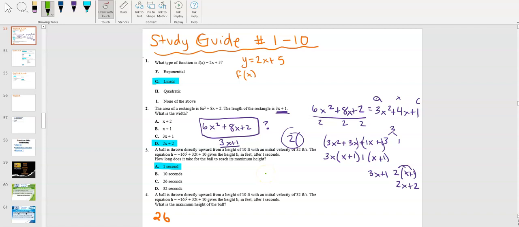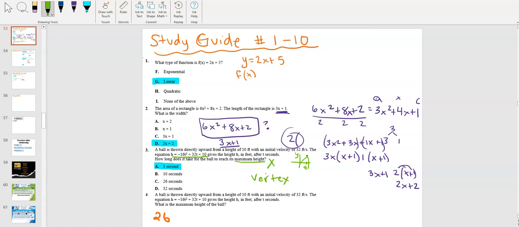On question number 3, we're going to take a look. We have this equation here in standard form, which is that equation about velocity and height. It's asking how long does it take the ball to reach its maximum height. When we're looking for maximum height, we're thinking of a graph, right? If the ball's thrown like this, the maximum height is y, and the time it takes to get there is x. So I'm looking for the x value of the vertex.